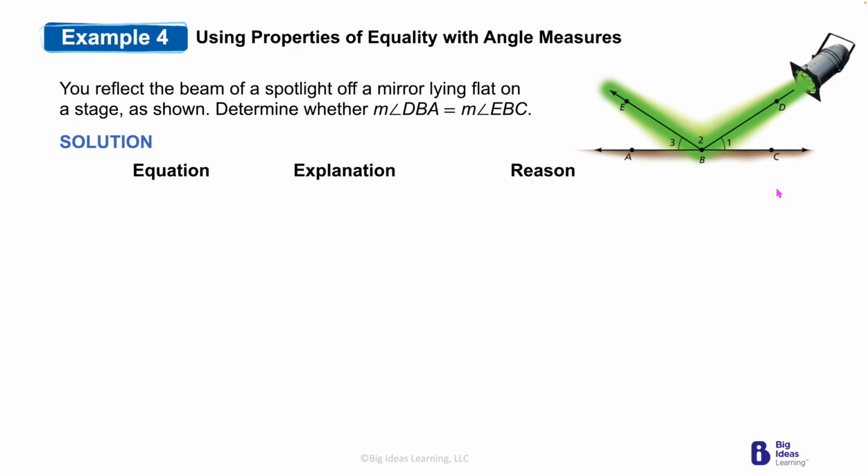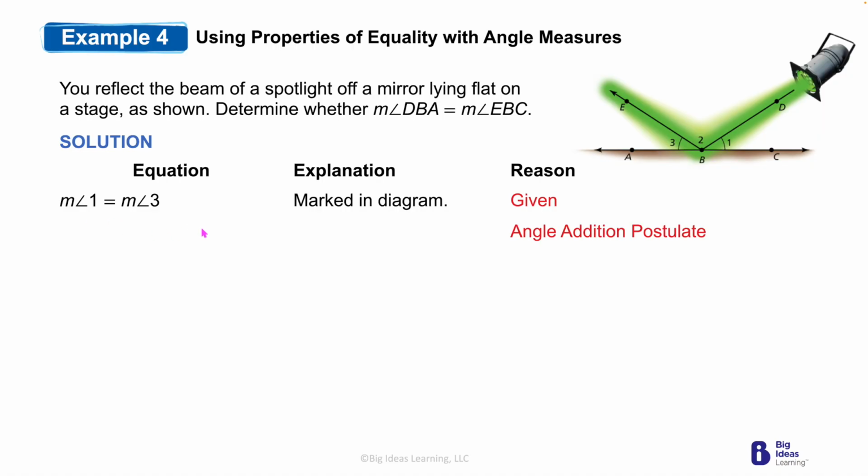And we're going to be writing a little 3-column thing here. So our given is what's marked in the diagrams. They mark that angle 1 and angle 3 are congruent. So we would write measure of angle 1 equals measure of angle 3, because we already had that.